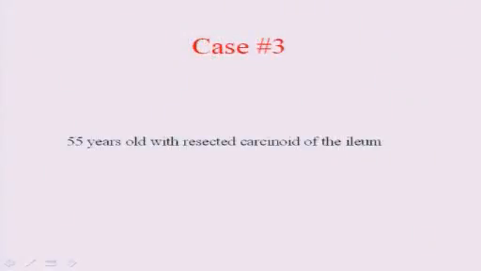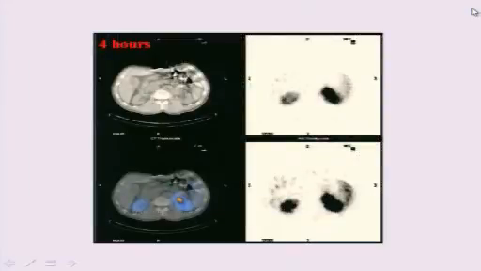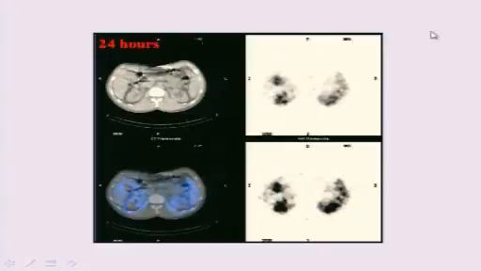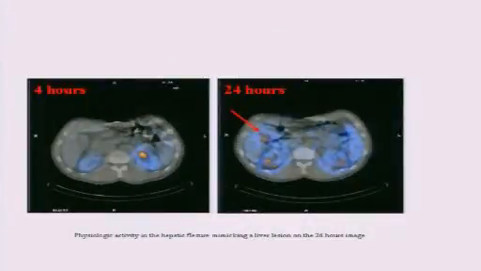Okay, third case. It's a 55-year-old with resected carcinoid of the ileum. Again, there's a 4-hour picture and a 24-hour picture, and I'll show you on the tomographic images. At 4 hours, it looks completely normal, and at 24 hours, you have activity in the hepatic flexure that can mimic activity or disease in the inferior surface of the right hepatic lobe. So 4-hour and 24-hour pictures are very important.